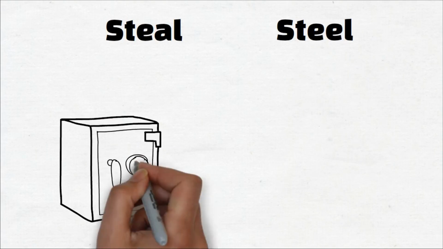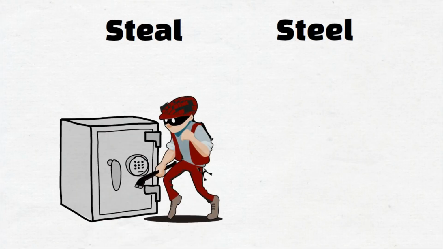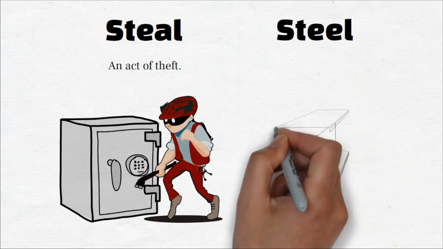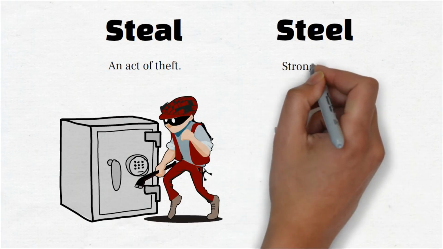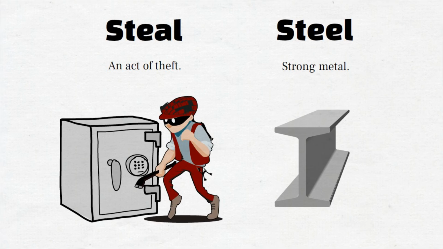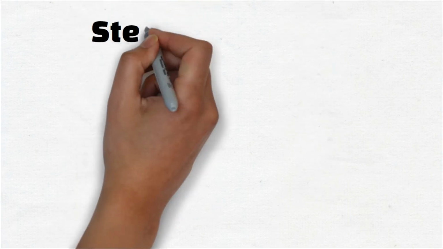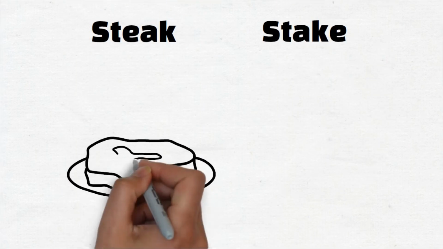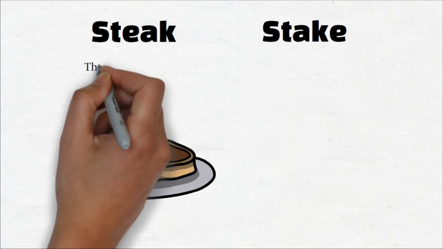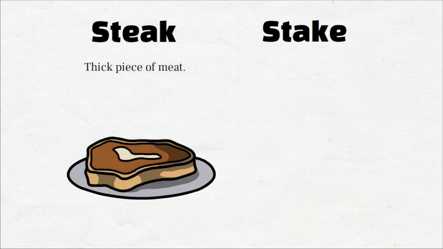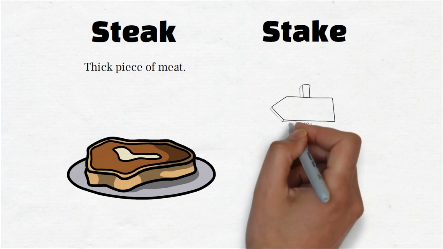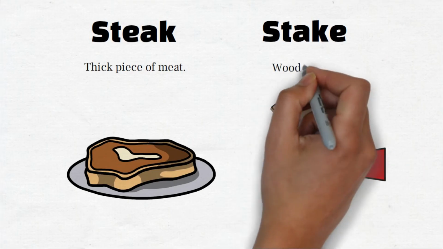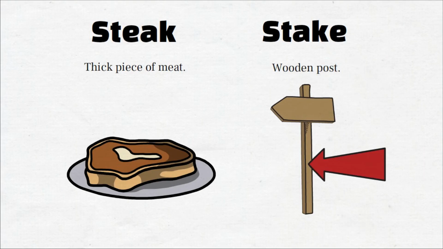Steal. The first is an act of theft. And the second is a strong metal. Steak. The first is a thick piece of meat. And the second is a wooden post.